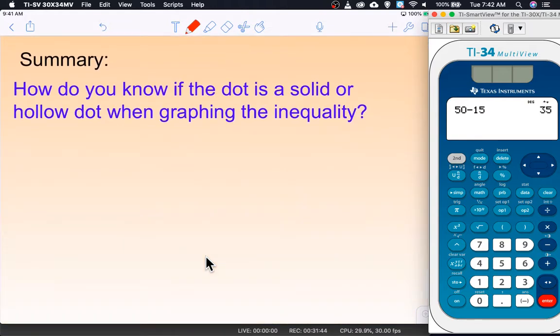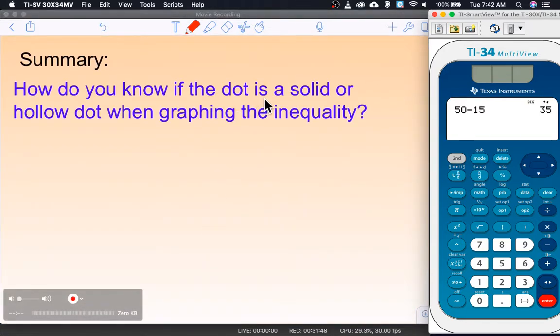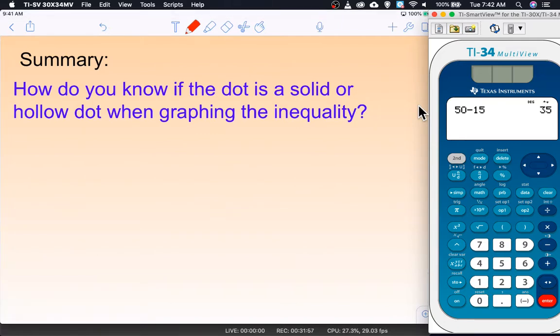And summary. How do you know if the dot is a solid or hollow dot when graphing the inequality? What's the difference? Go ahead and think for a second. How do you know the difference between them?